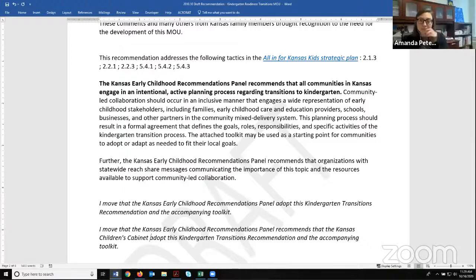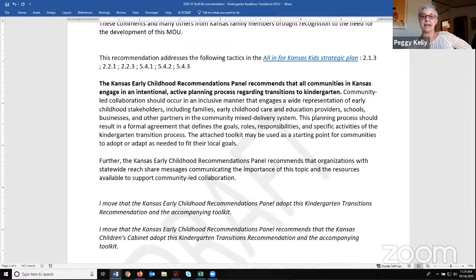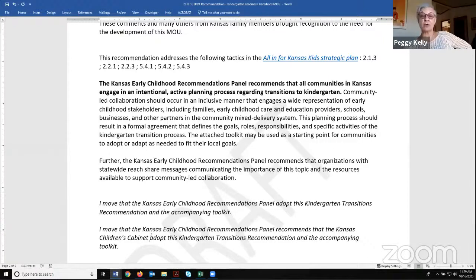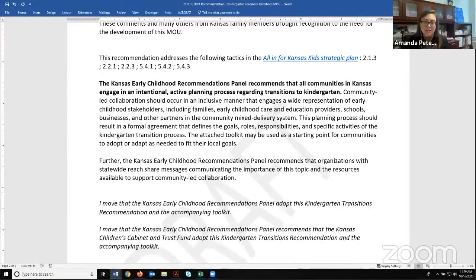I would amend the motion as stated. Do I need to read it? Probably couldn't hurt, Peggy. I amend the motion on the table. I move the Kansas Early Childhood Recommendation Panel recommends that the Children's Cabinet and Trust Fund adopt this kindergarten transition recommendation and the accompanying toolkit. Amy Gotchamer seconds. Awesome. Do we have any discussion on this piece?